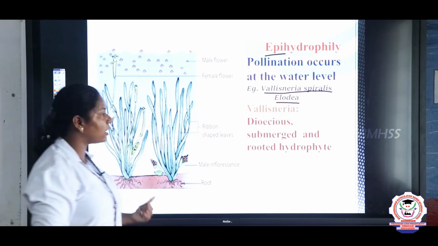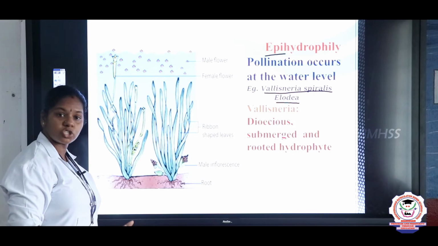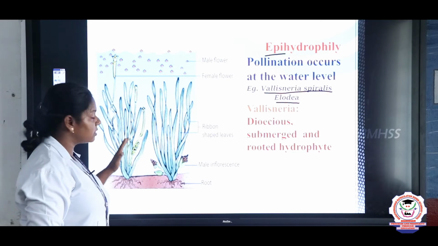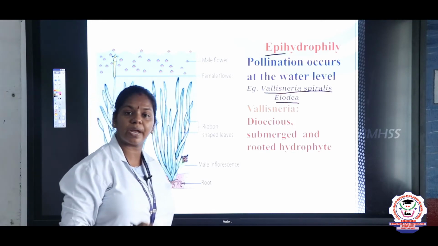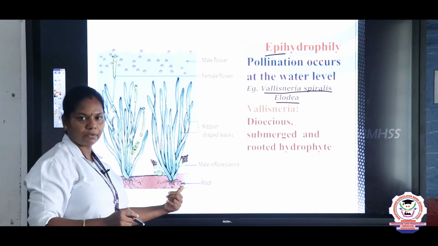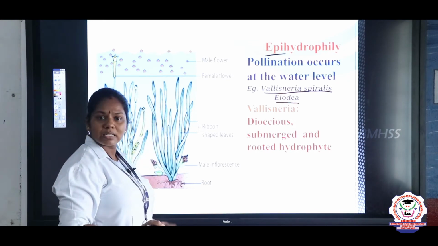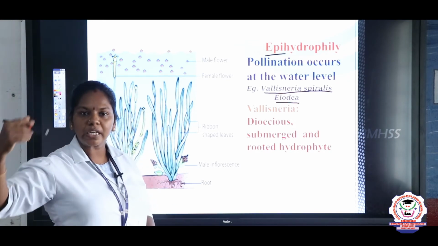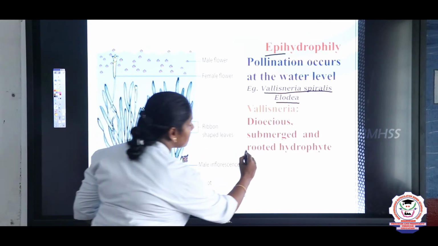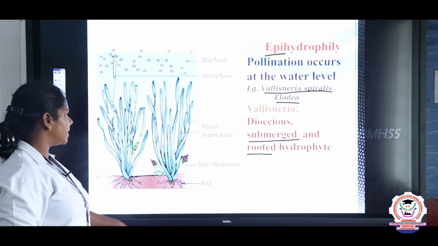And now we can see how epihydrophily takes place in Vallisneria. This is a Vallisneria plant, children. It is dioecious. What do you mean by dioecious? Separate flowers, right? The male and female flowers are produced by two different plants. This plant produces female flowers and this produces male flowers. Now let us see how the pollination takes place. The leaf of this Vallisneria is ribbon shaped so that it floats freely in the water, and it is rooted and submerged, present under the water.